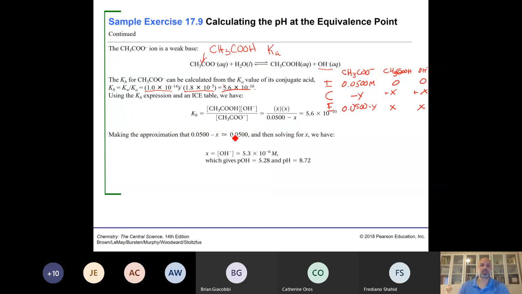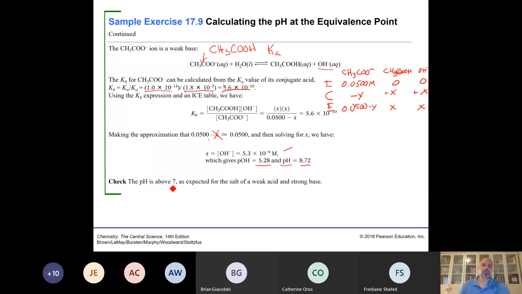We then make the assumption, again, that x is really tiny, so x is going to go away, and then we solve for x. And we're not going to go through all the calculations. You should be well on your way to understanding how to do that by now. And you see that the concentration of hydroxide ions is 5.3 times 10 to the minus 6. That'll give us a pOH of 5.28, and subtract that from 14 to give us a pH of 8.72 for this particular solution.